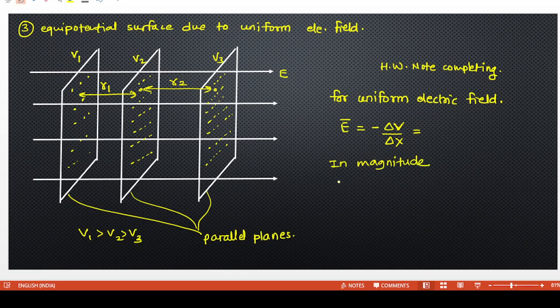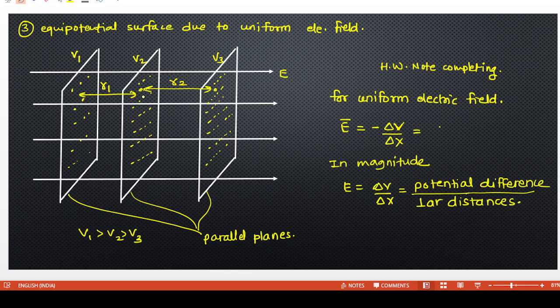In magnitude, it is going to be E is equal to delta V upon delta X. Potential difference upon perpendicular distance between the two equipotential surfaces. Potential difference between the two equipotential surfaces upon perpendicular distance between the two surfaces.